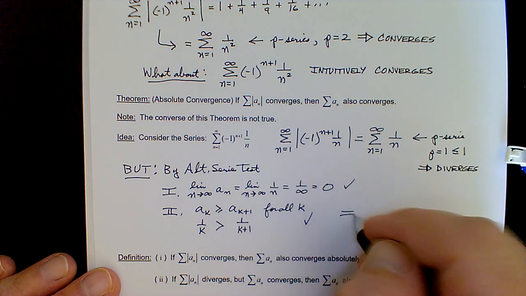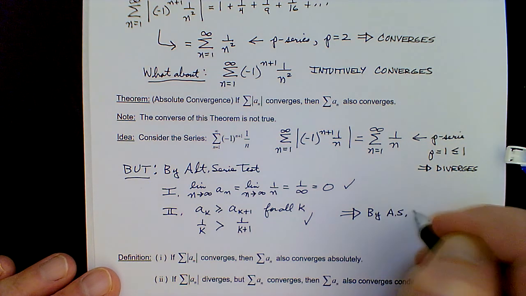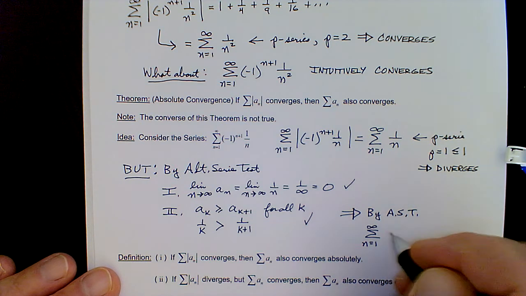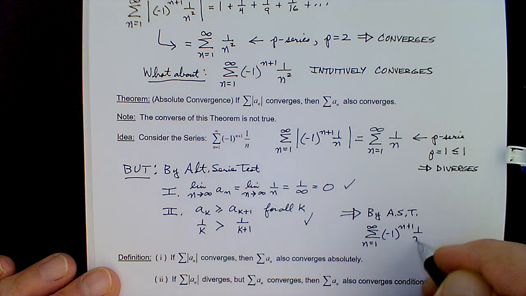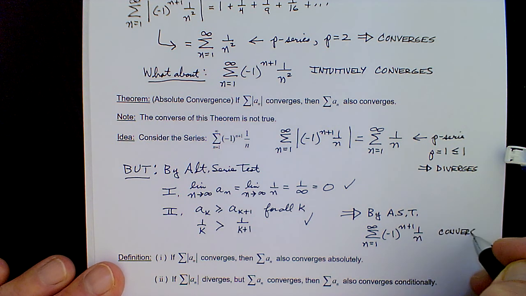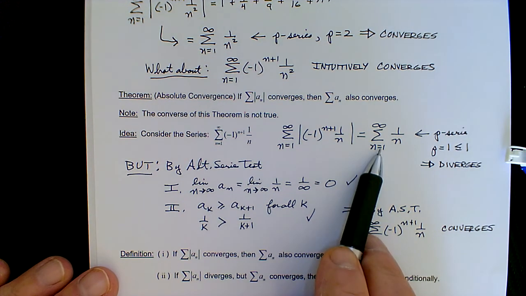So that means that by the alternating series test, the original series, the sum as n goes from 1 to infinity of negative 1 to the n plus 1th times 1 over n, converges. See, but the absolute value diverged.